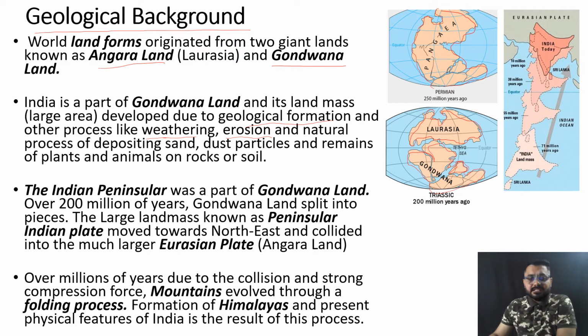And here you can see the Indian peninsula was a part of Gondwana land over 200 million years ago. So initially, if we go back 250 million years, the entire world was a single continent called Pangaea. Later on, 50 million years later, that is, about 200 million years ago from now, Pangaea broke down into two continents called Laurasia and Gondwana.